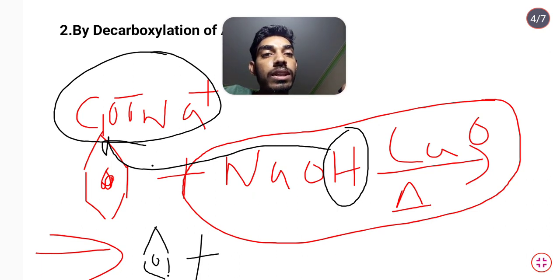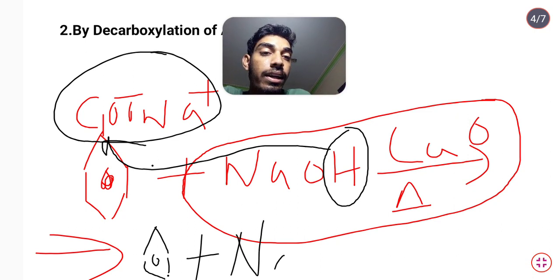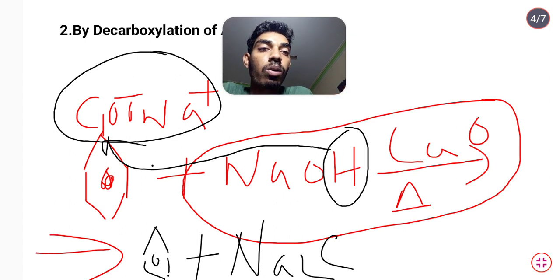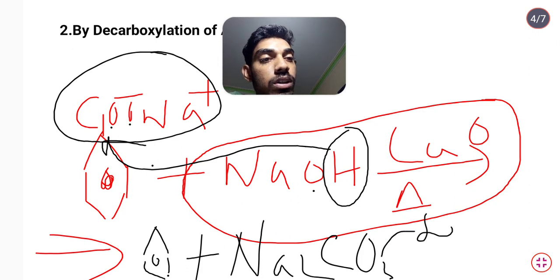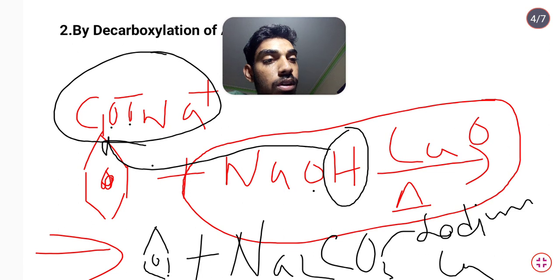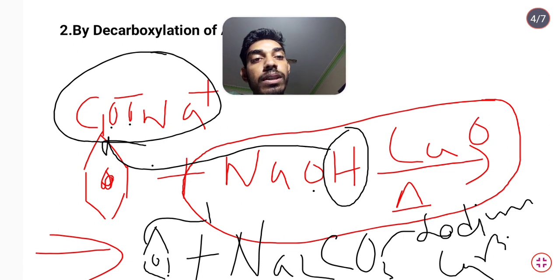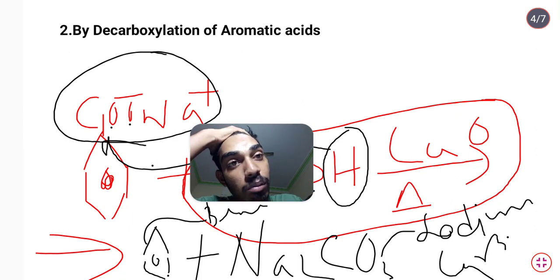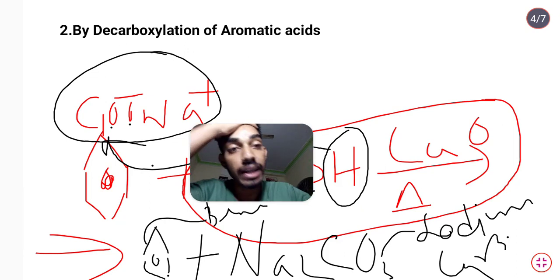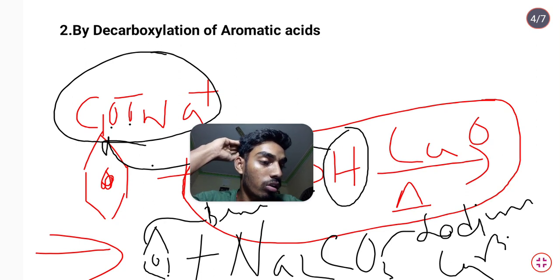This is sodium, this is sodium, this is oxygen, this is two oxygen and carbon is there. This is catalyst. Na2 are there, or we can write Na2. C is there. How many oxygen are there? 1, 2, 3. You can write CO3, and this product is known as sodium carbonate, and our required product is benzene. This was the process of decarboxylation of aromatic acid. Here our aromatic acid is sodium benzoate, which is the sodium salt of carboxylic acid.